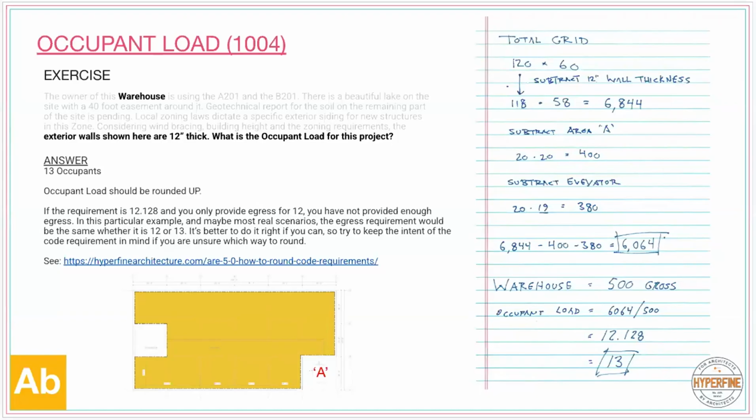So I know that was not a super helpful exercise. Maybe the next one will be a little bit better, but if you're coming back to this later, just keep in mind, occupant load is the thing that has to be rounded up. And I've got a post on my site also about whether to round up or down for various code requirements. And there is some leeway on the exams.